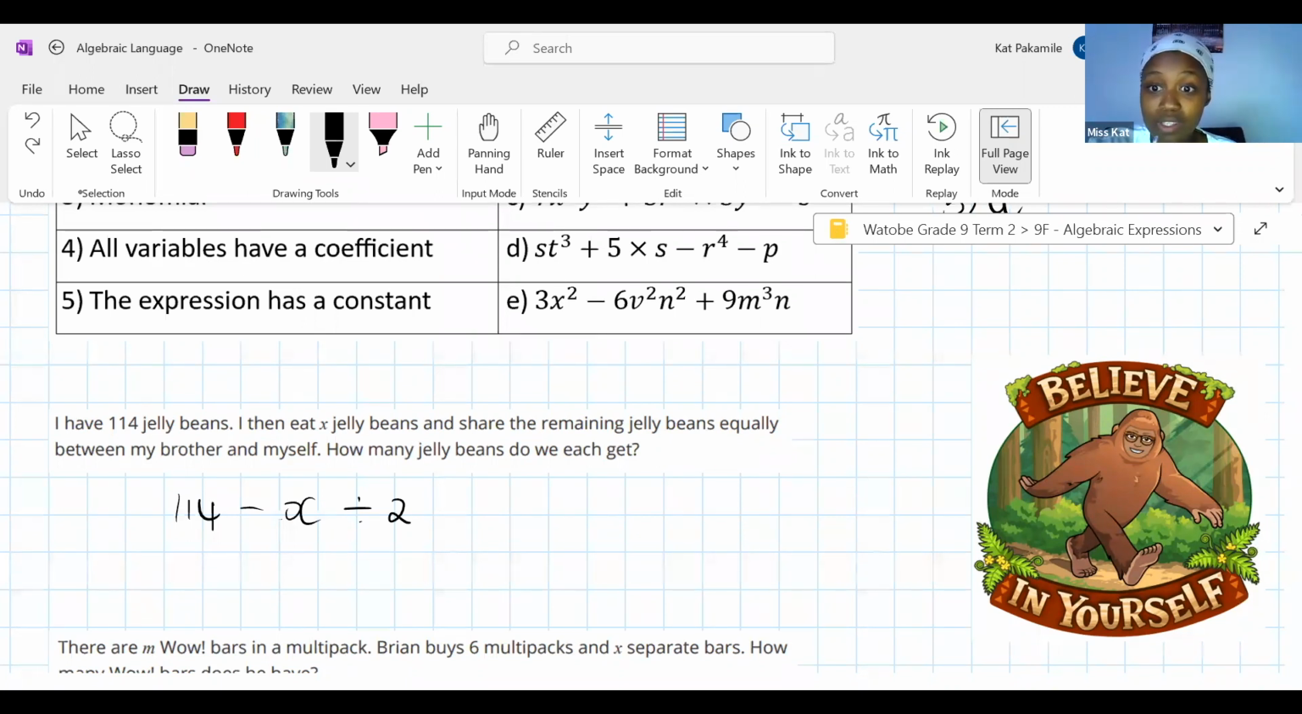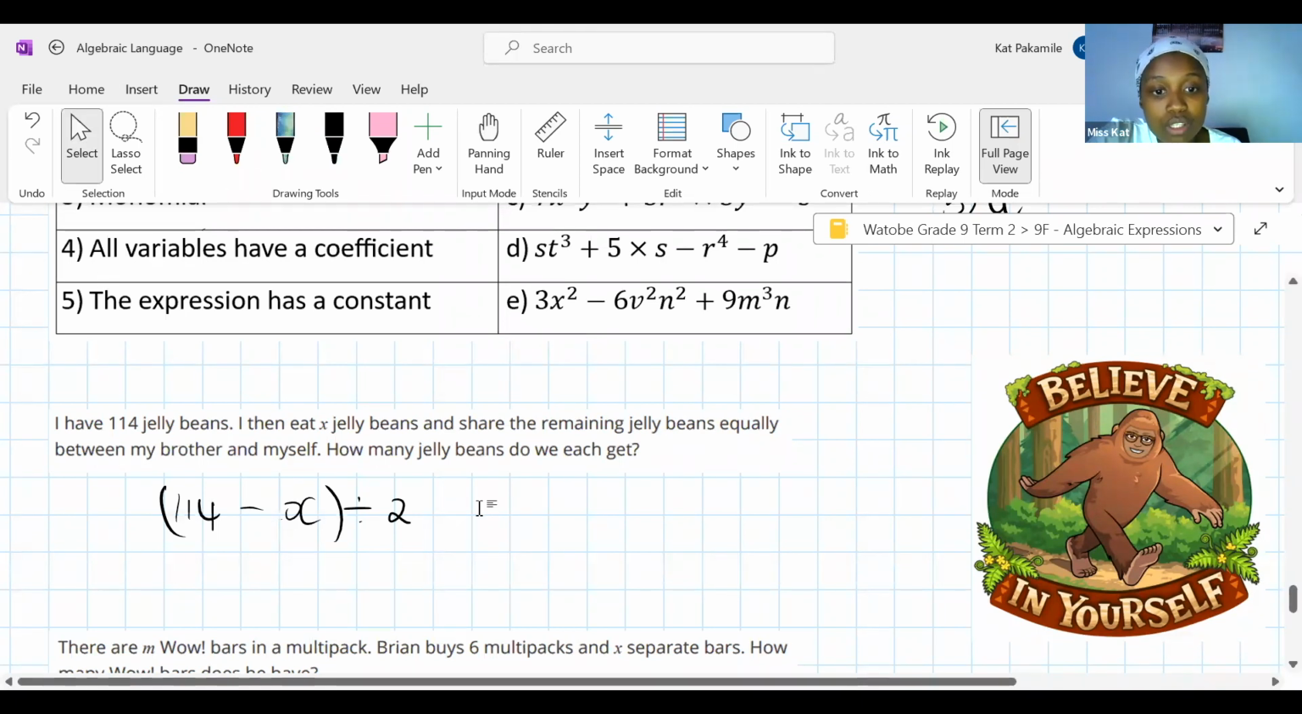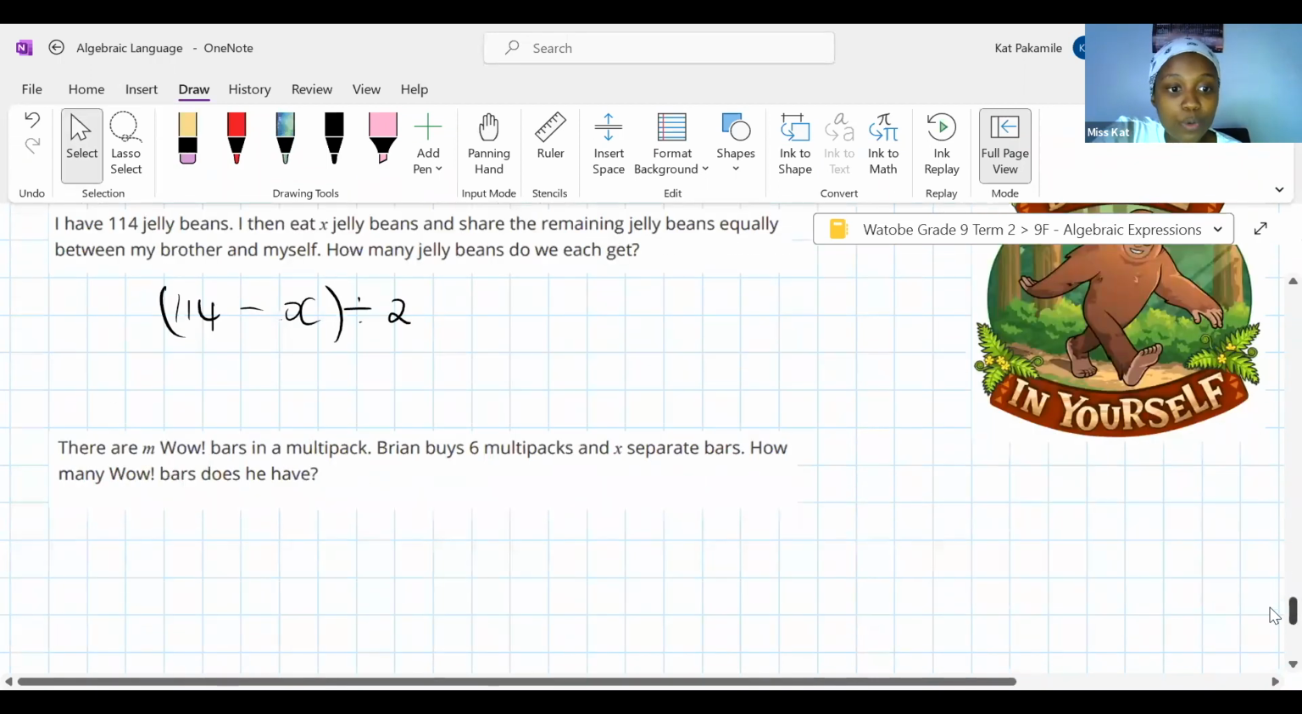Check Amahle's response in the chat. That is beautiful, Amahle. Remember, guys, you have to add brackets to force you to first subtract, because you first ate x before you divided. If you don't add those brackets, you are telling me to first divide and then subtract it from 114, which is not what we want. Beautiful, Amahle and Mpho. I hope everyone else understands why that is the case. Thank you, Tando. Okay, so you must add brackets to force you to first subtract before you can divide.